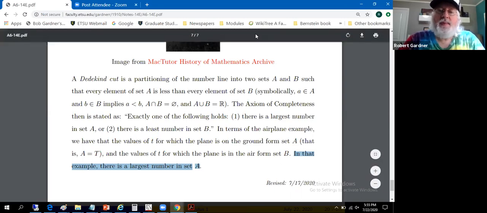So there's a kind of informal idea of what the real numbers really are, in terms of what completeness means, and a little story about airplanes taking off.